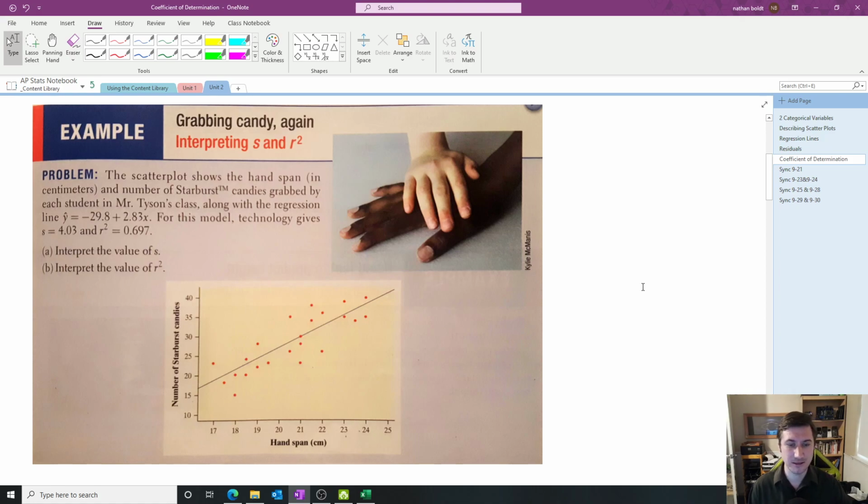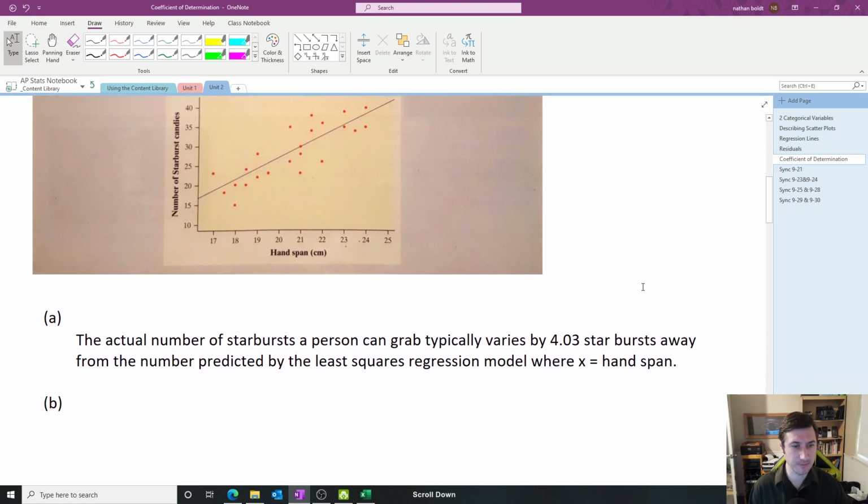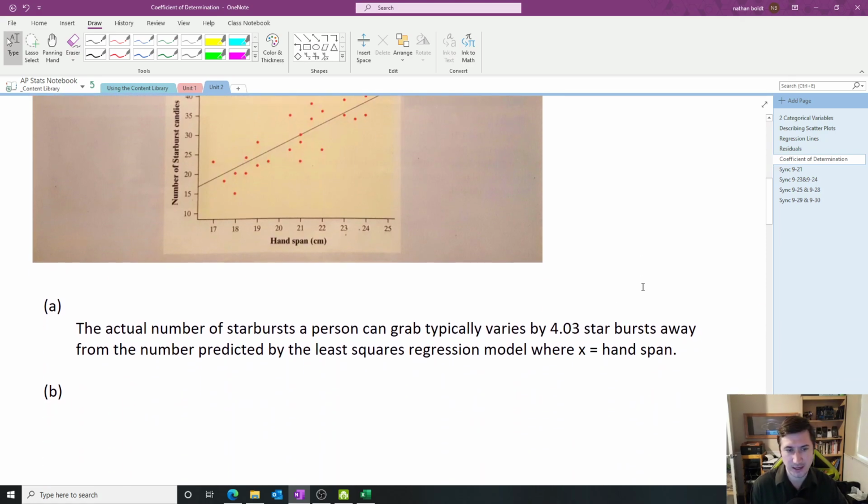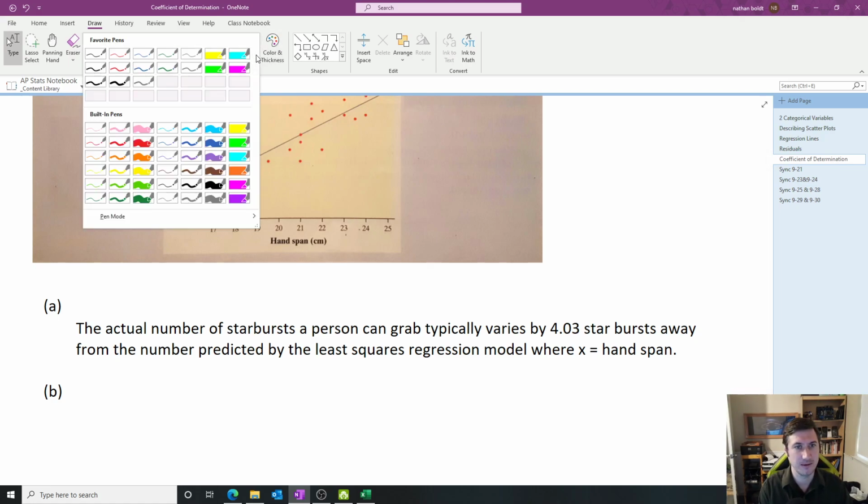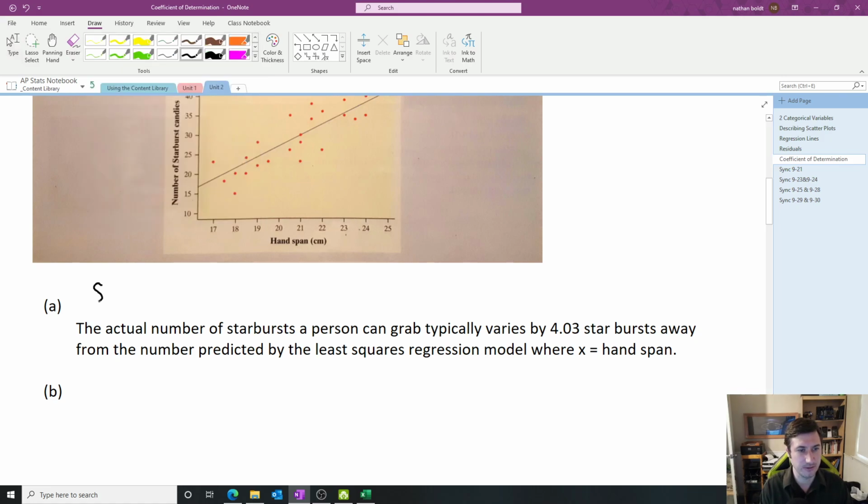S is the standard deviation of the residuals. And so hopefully you remember this sentence here. We wrote this last time. The actual number of Starbursts a person can grab typically varies by 4.03 Starbursts away from the number predicted by the least squares regression model, where x equals handspan. So remember the S value, which in this case was 4.03, is the standard deviation of the residuals.